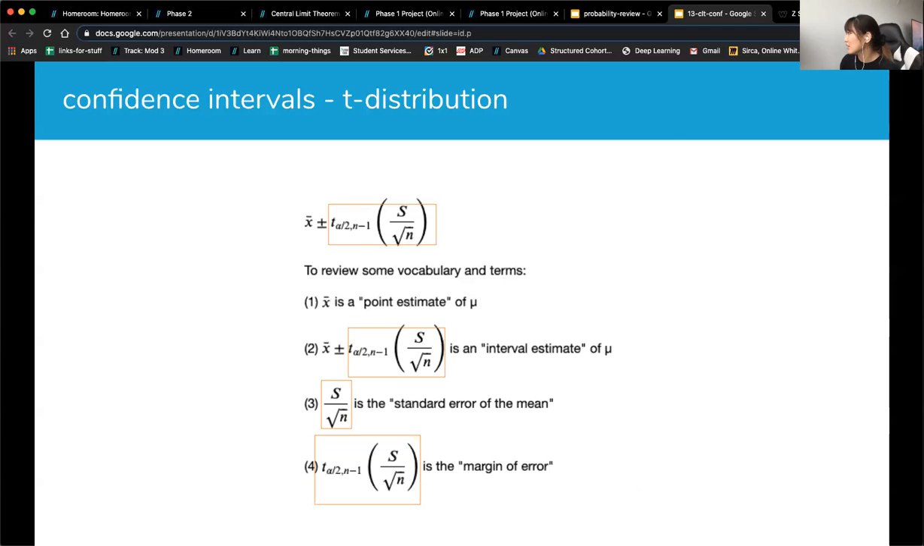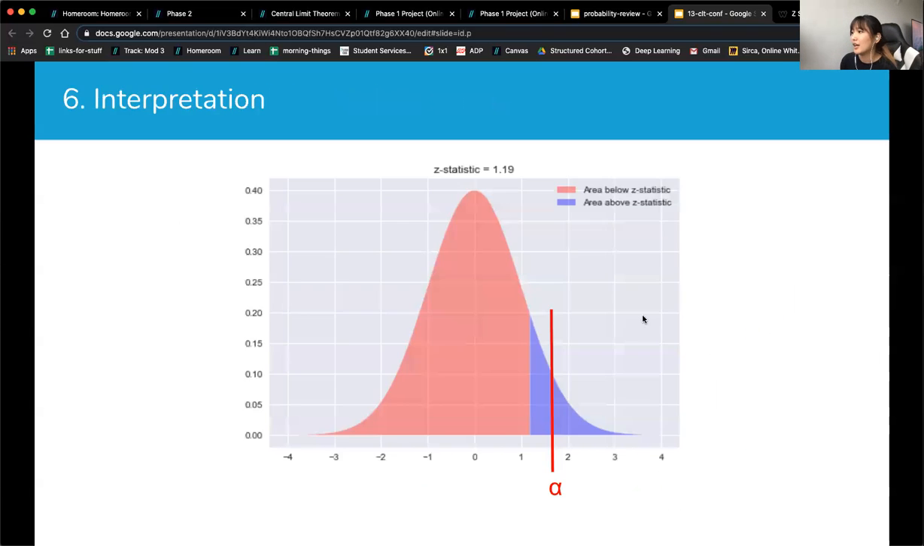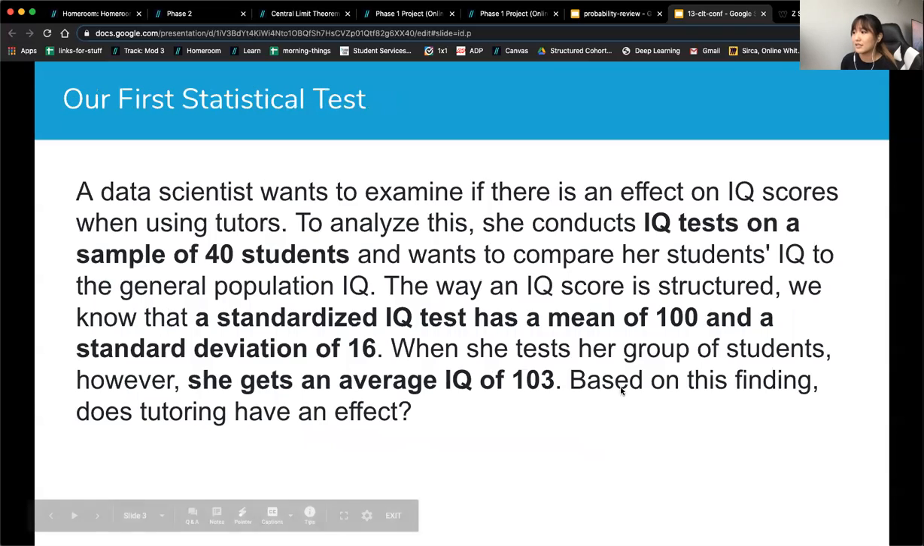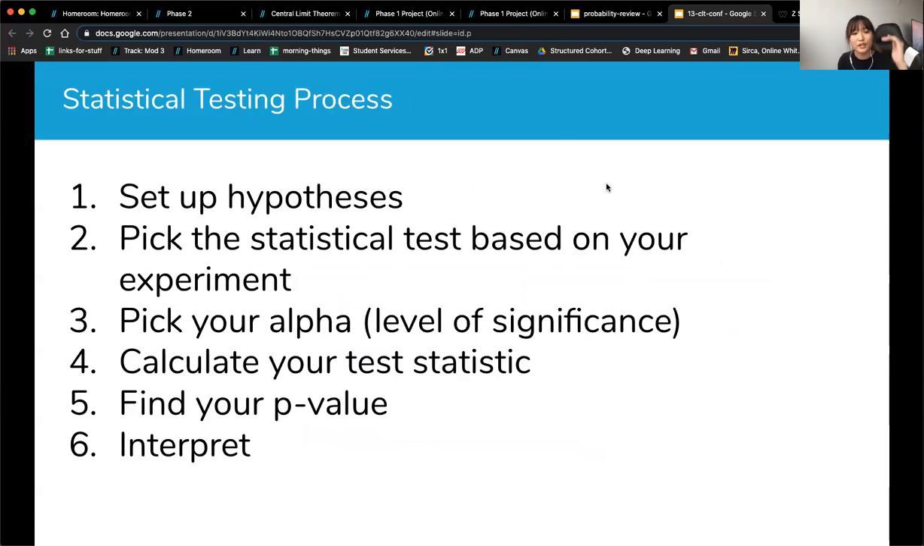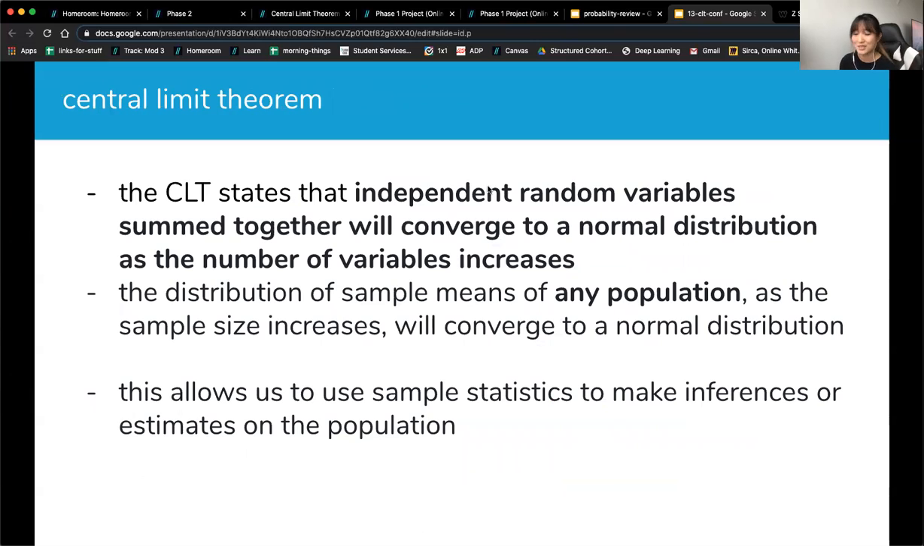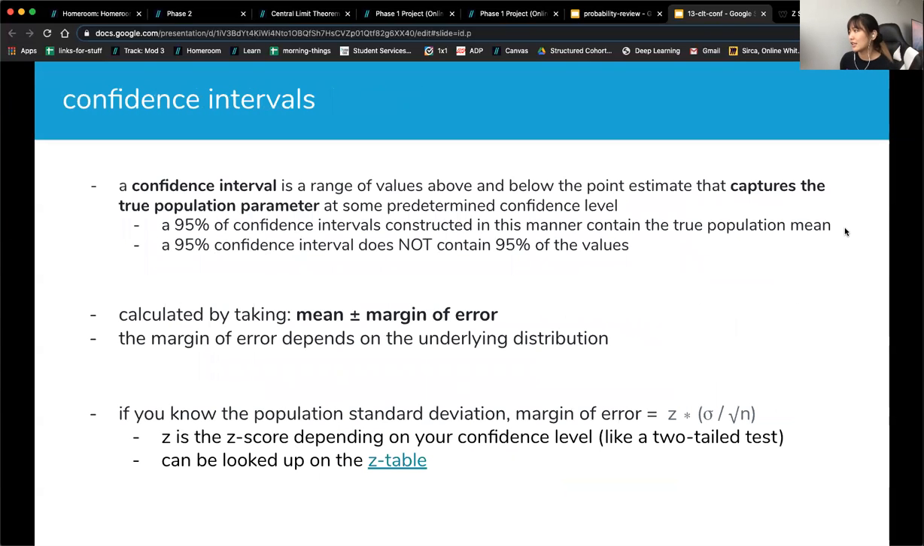So just to reiterate what's important in this slideshow, first of all, the statistical testing process, just knowing what things you have to remember when we're conducting a statistical test. Also, the central limit theorem, just remember a definition of that and what implications that has for data scientists. And also, not less important, remember a definition for confidence interval as well.